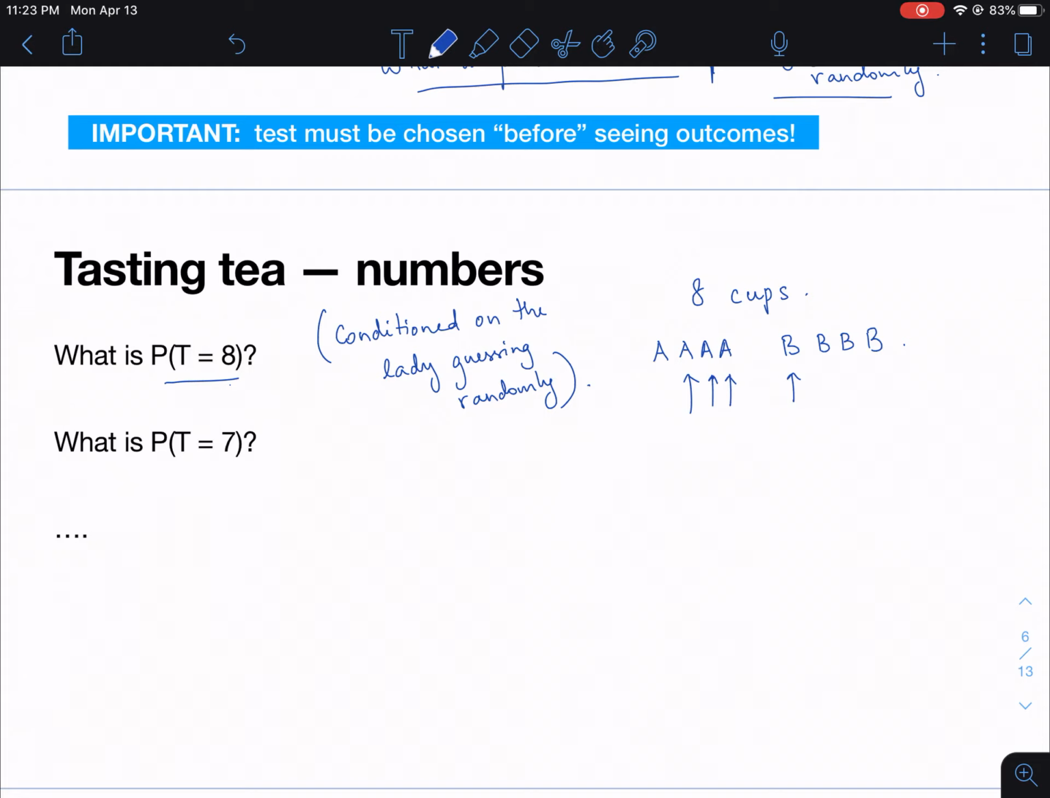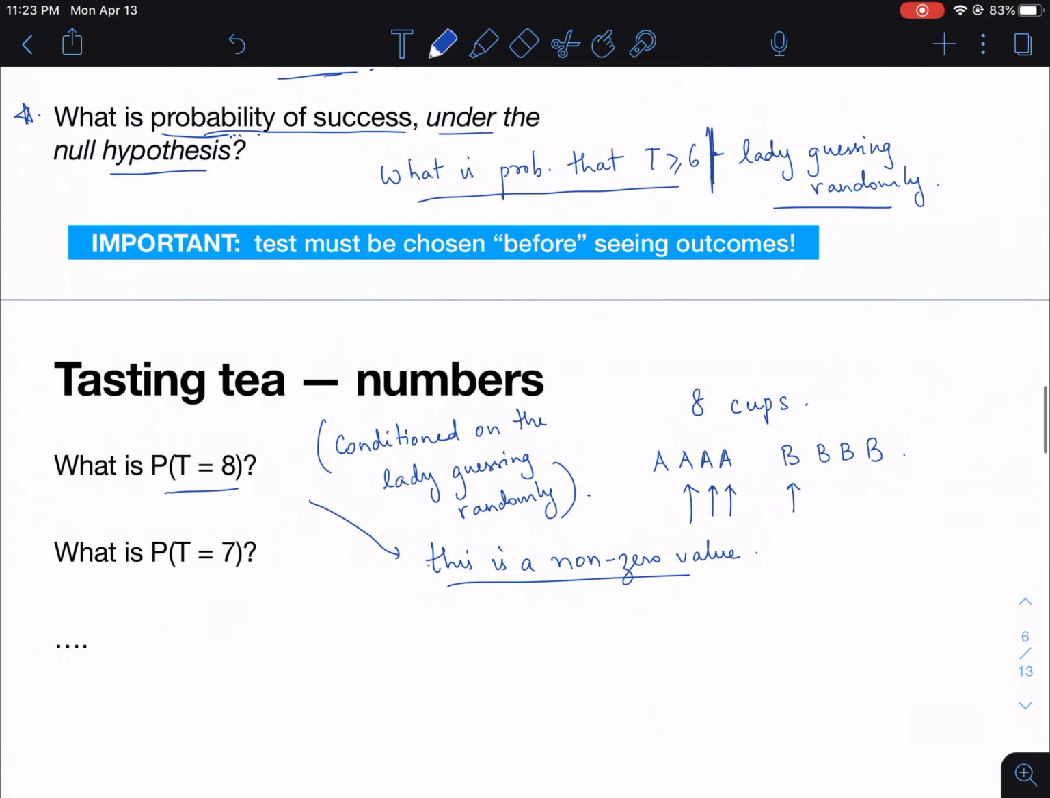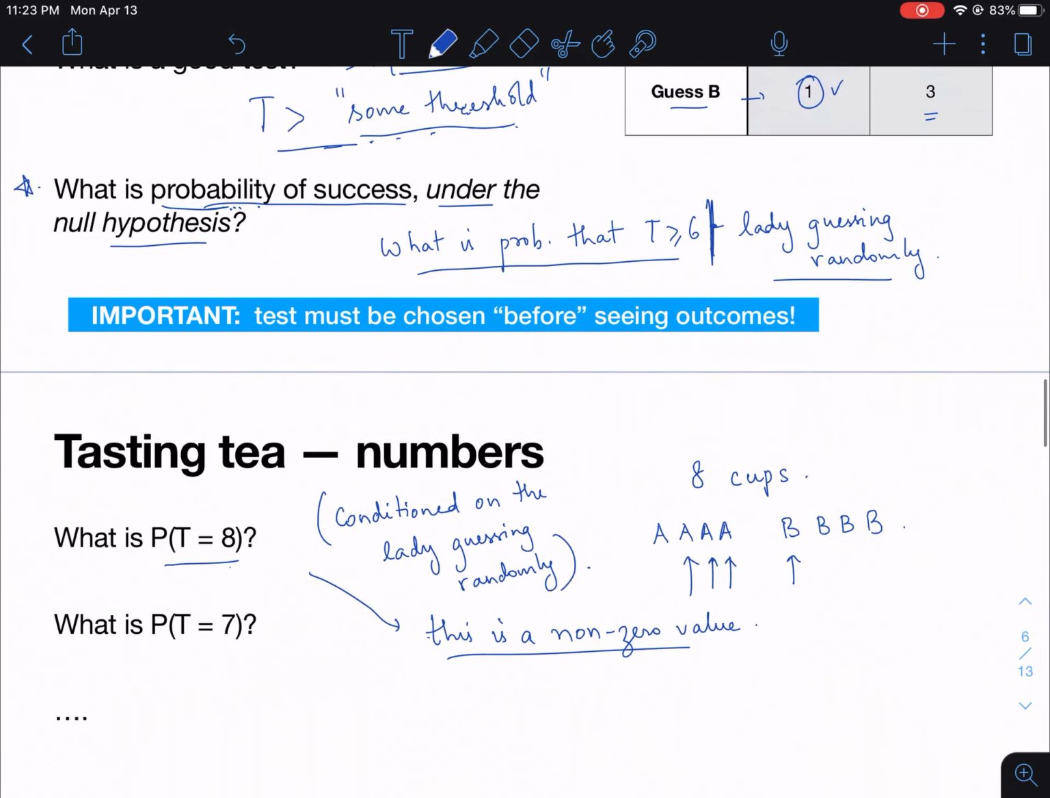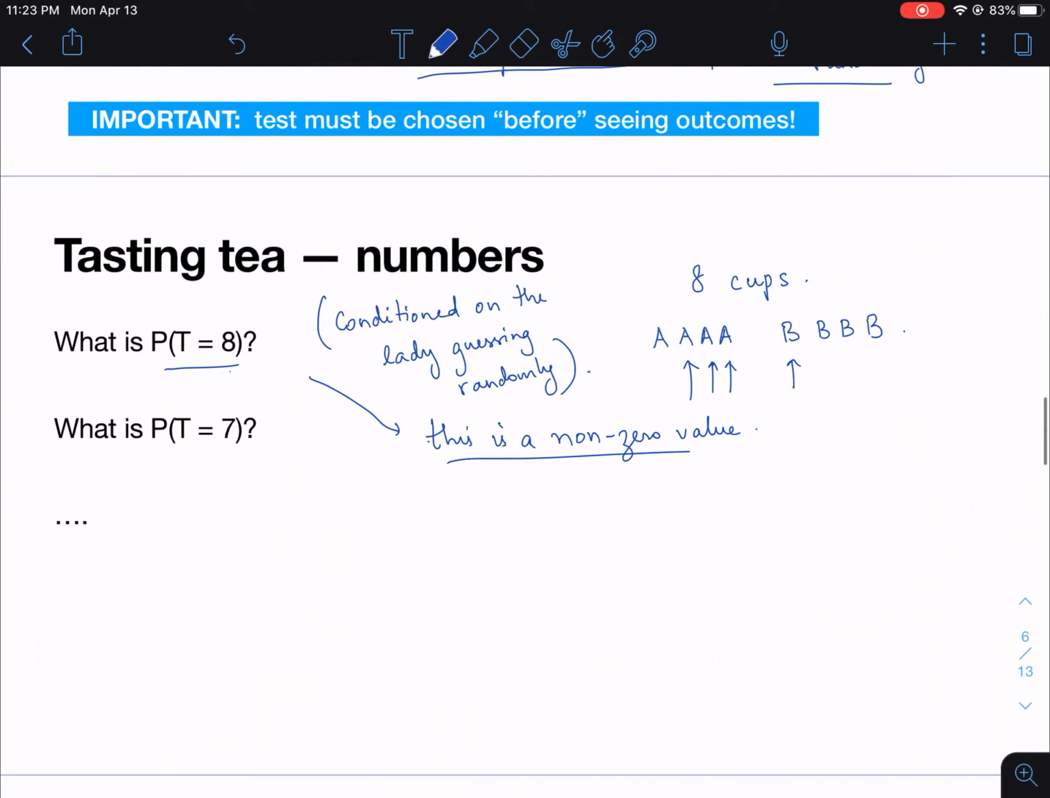For this you can write out an expression, but the point to note is that this is some non-zero value. It may be small, but it's still non-zero. So there is always some chance that even under the null hypothesis, you get T equals 8. And likewise, you can ask, what is the probability that T equals 7?